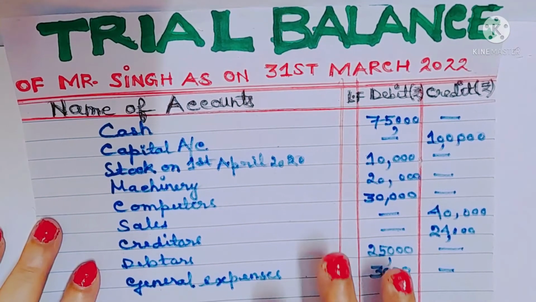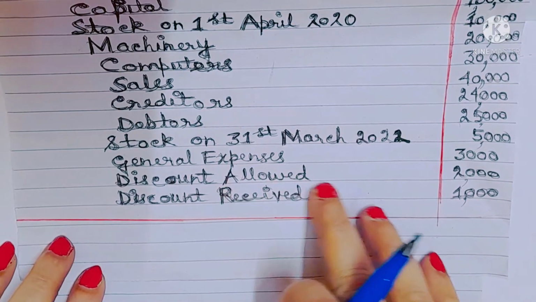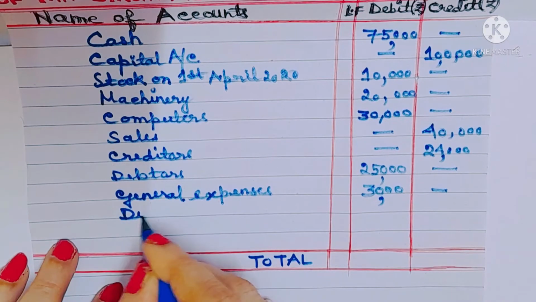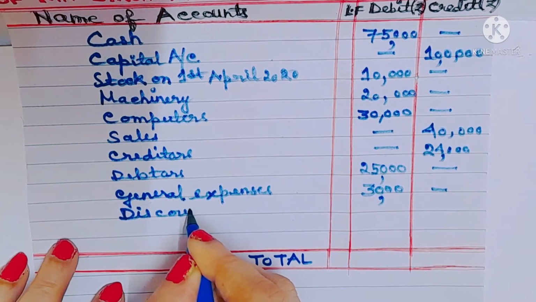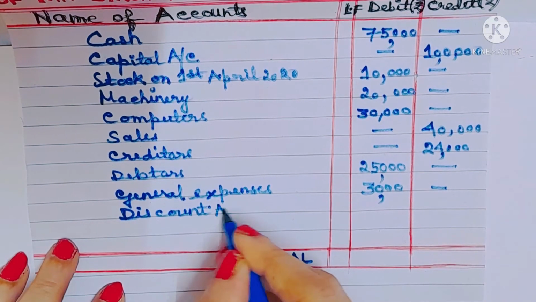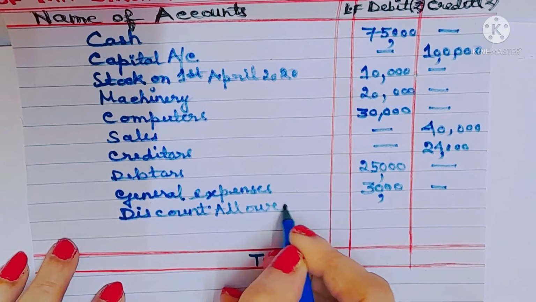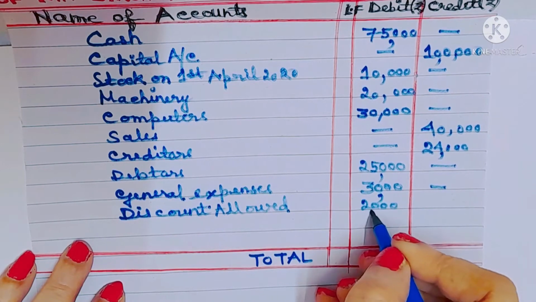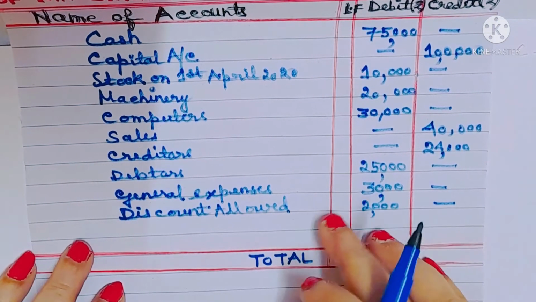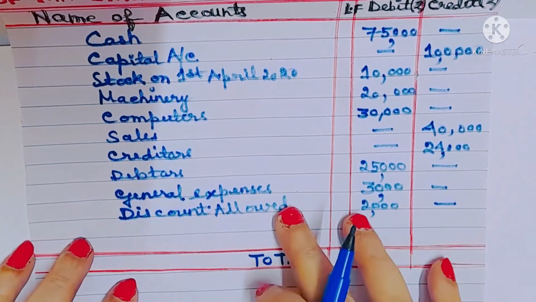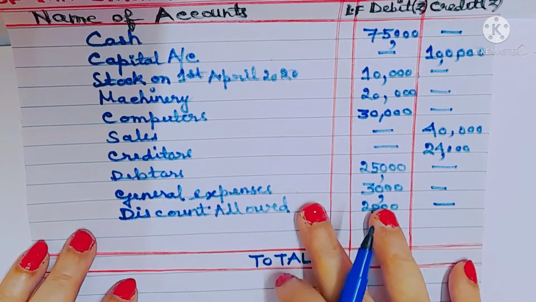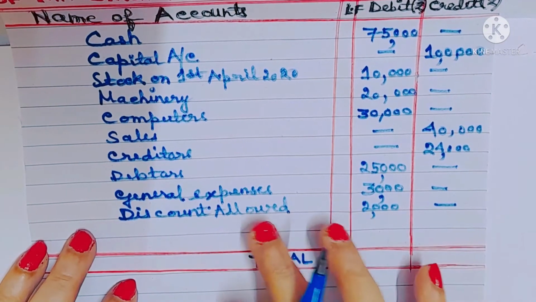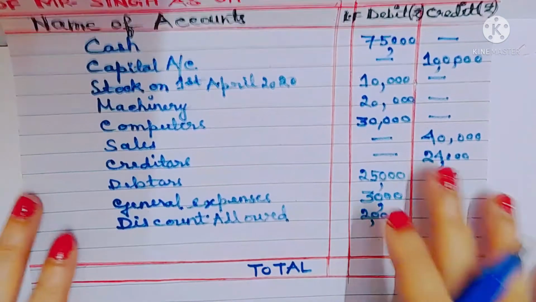Let's see the next account. The next account is discount allowed, 2,000. Let's write discount allowed. Discount allowed is a debit balance, and that is the reason we're writing it in the debit column. Why is discount allowed a debit balance? Because discount allowed falls under nominal account. According to nominal account, all losses and expenses are debited. So discount allowed will be debited.